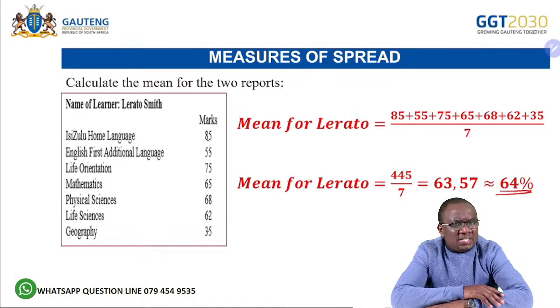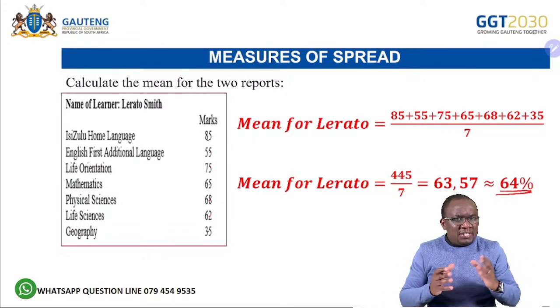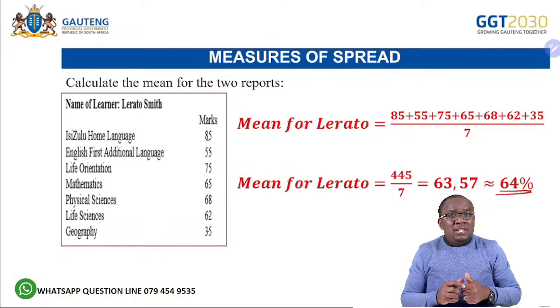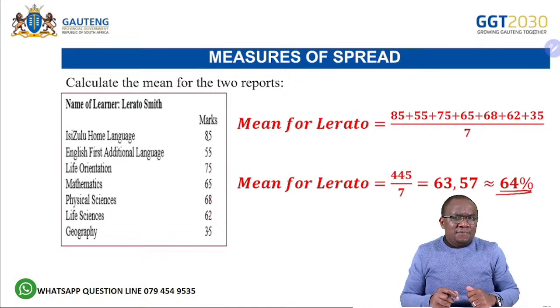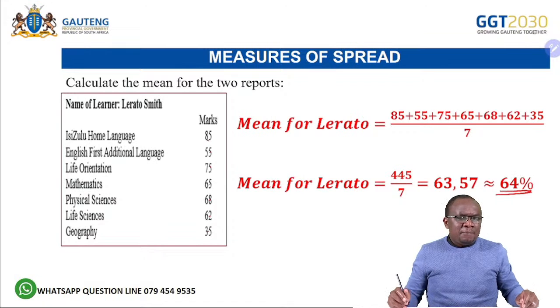When you're saying your average for your report is 64%, what picture do you have? You're doing 7 subjects. Then we say your average is 64%. Isn't it? We have a picture of all the subjects having a percentage around what? 64%, isn't it? Okay, because the measures of central tendency must represent the data set. So if you're saying 64%, it means all the subjects should be around that 64%.